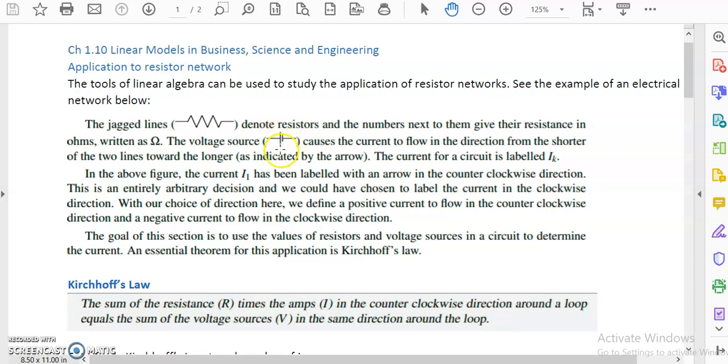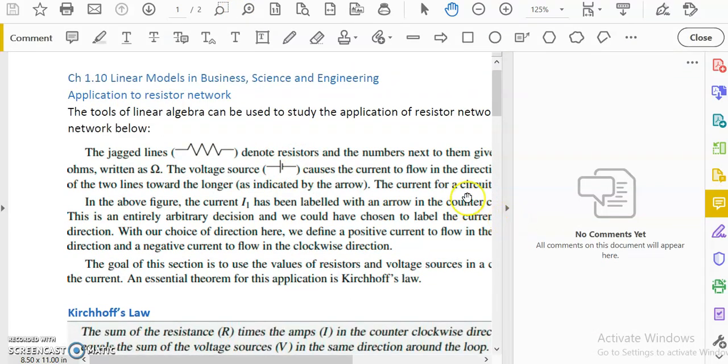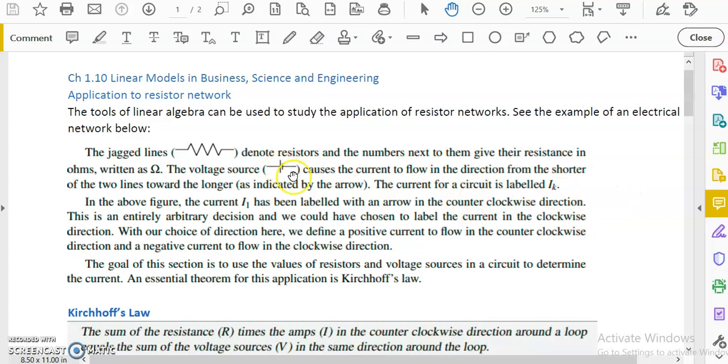longer one. There is no arrow here, but basically you would imagine the flow being like this. This is the shorter one, so the voltage would go this way, from this one, and this causes the current to flow in this direction.